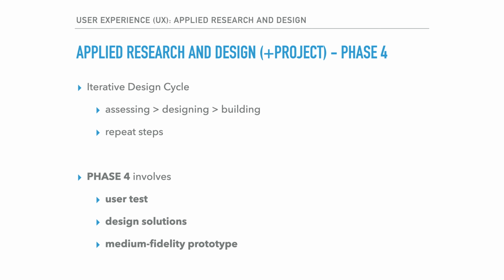Phase 4 involves actually conducting the user test, coming up with design solutions to the issues discovered, and then building a medium-fidelity prototype. For the second loop of the cycle, conducting the user test was the assessment step, the design solutions was the design step, the medium-fidelity prototype was the building step. As you can see, the design process is clearly an iterative process.